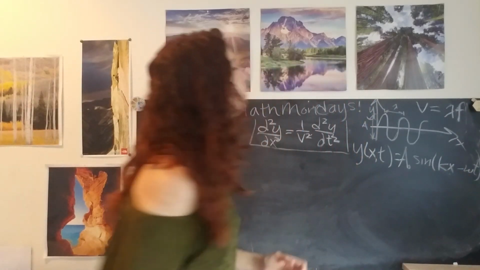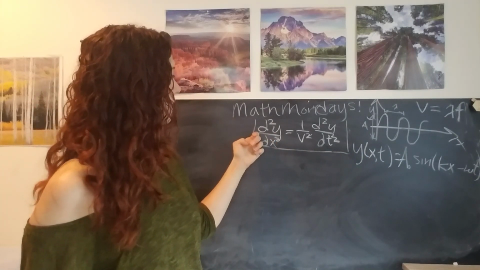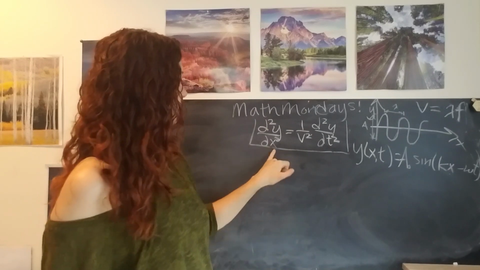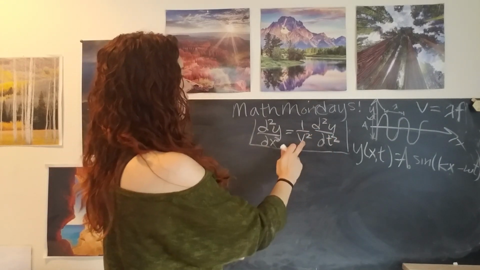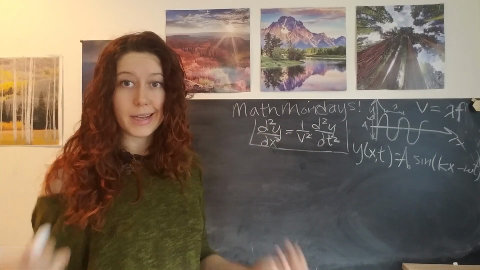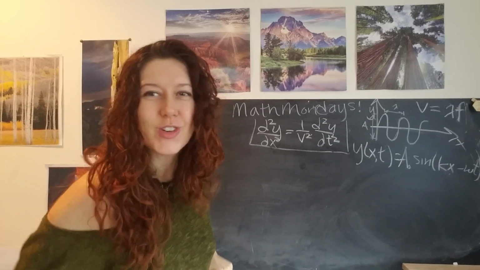So here are my two variables. Now what I have to do is take the second partial derivative with respect to x, and the second partial derivative with respect to t, set them equal to each other with this factor of 1 over v squared, and check that my solution comes out right. So let's do that.